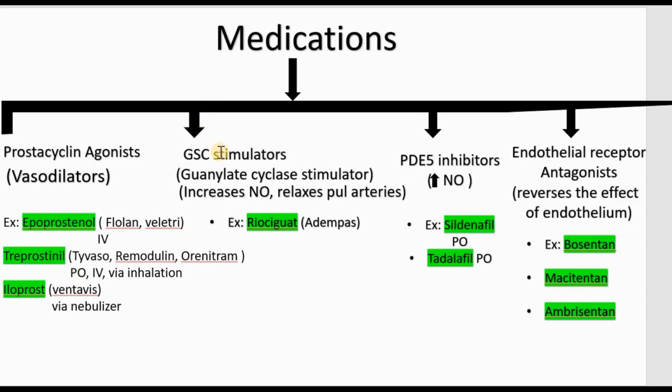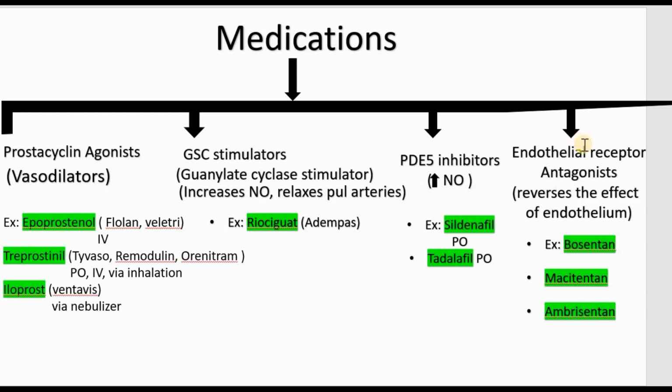The second group of medicine includes GC stimulators, that is, guanylate cyclase stimulators. The action is that it increases the nitric oxide in the body and relaxes the pulmonary arteries. As a result, the blood pressure drops. The third group includes phosphodiesterase 5 inhibitors. Examples are sildenafil and tadalafil. These two medicines can be given by mouth and are given in the lower risk group. It increases the nitric oxide, relaxes the pulmonary arteries, and drops the blood pressure.